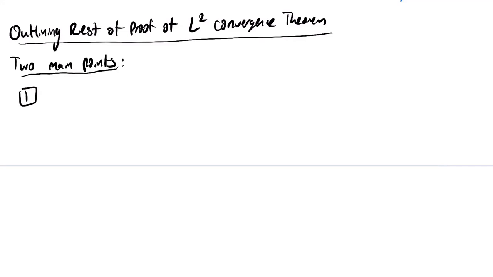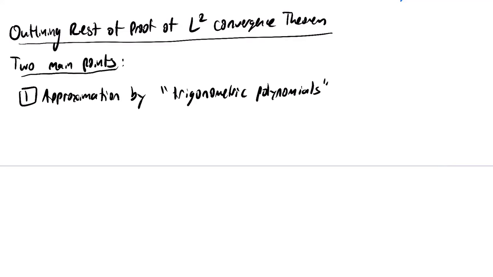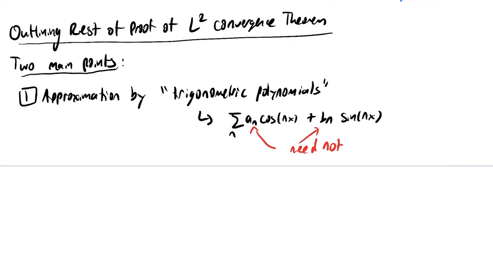The first is related to approximation by trigonometric polynomials. Right, and so what is a trigonometric polynomial? This is some combination of cosine terms and sine terms, just like our Fourier cosine and sine terms, except that these coefficients need not be Fourier coefficients, right? They may not be the Fourier coefficients for the function. They could just be anything.